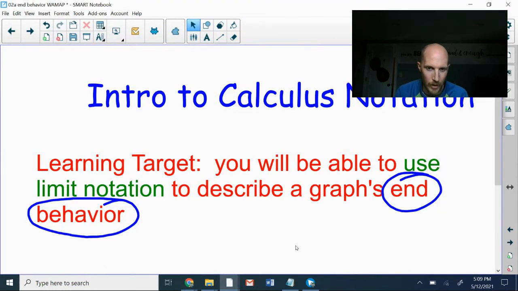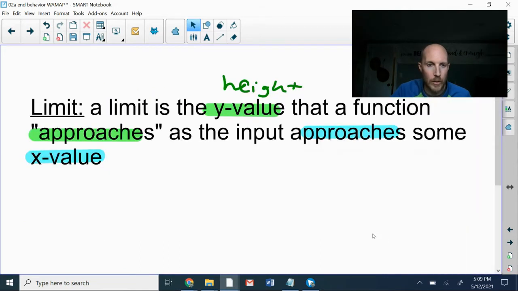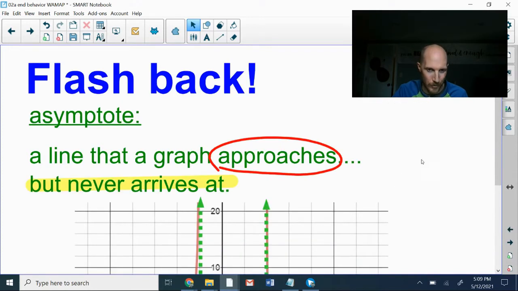The learning target for today is we're going to continue looking at limit notation, this time to describe a graph's end behavior, left and right end. What is going on out there? So we know that a limit is a y value. It's the height, the function value. So a limit is the y value that a function approaches as an input, or the x coordinate, approaches some x value. And so in some ways, a limit is similar to an asymptote.